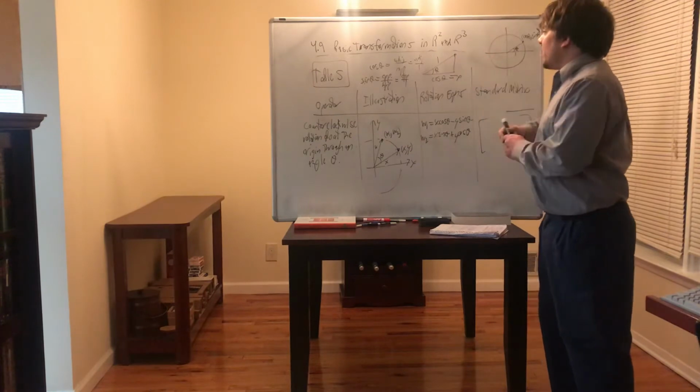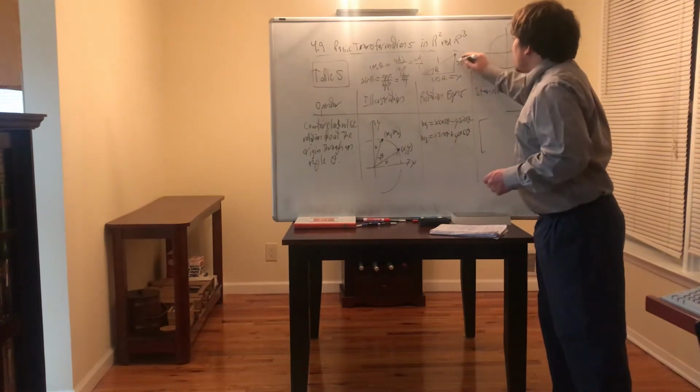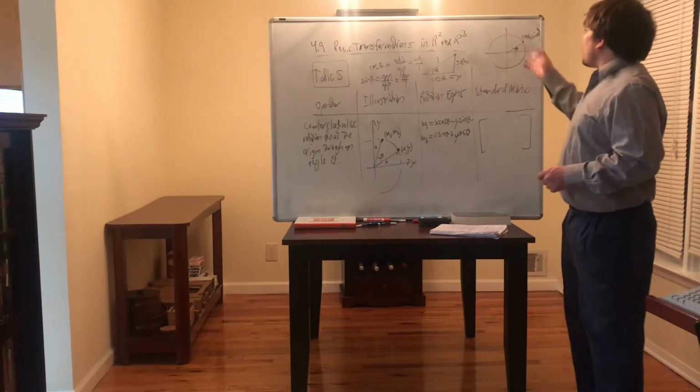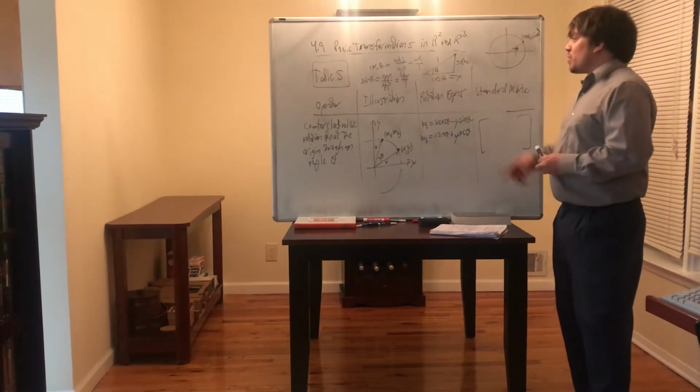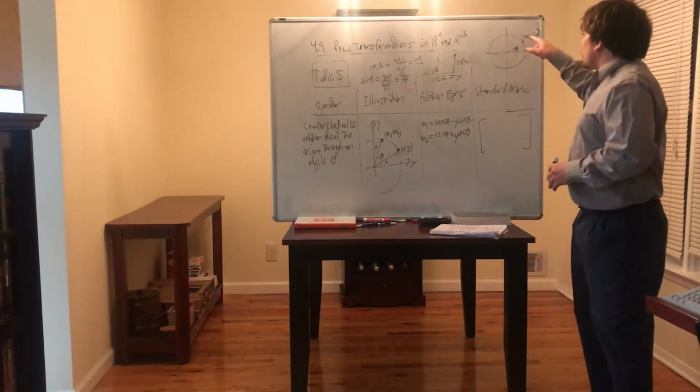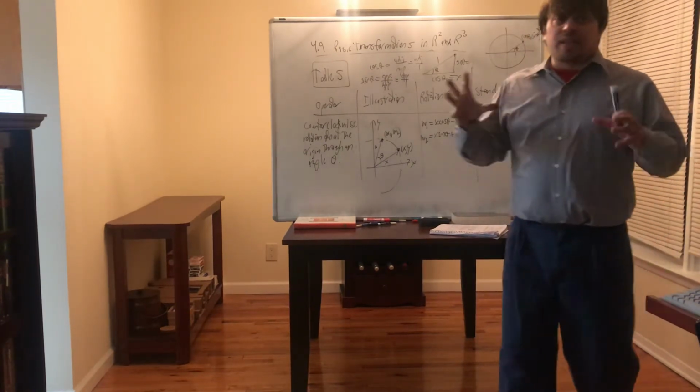And so this side of this right triangle is sine theta, and sine theta is actually the y component of that point. So now if you take a point x, y in the unit circle, its x component is cosine theta and its y component is sine theta. And so this point on the unit circle has coordinates cosine theta comma sine theta. That's on the unit circle.